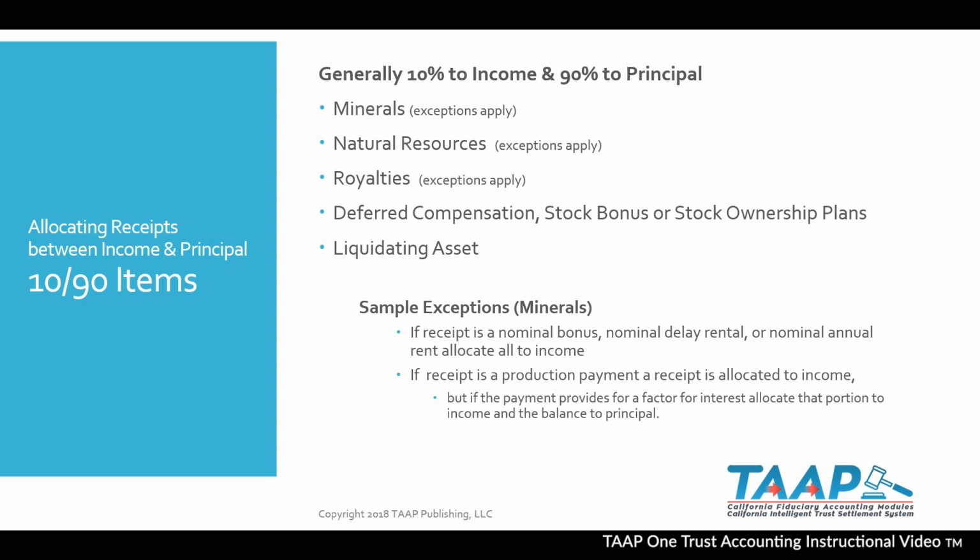If you receive a nominal bonus, nominal delay rental, or nominal annual rent, allocate that portion to income. If the receipt is a production payment, the receipt is allocated to income. And then you have another exception down here on the bottom. So I know that explains everything to you, but the idea is you have to look at the statements that are given to you to determine the nature of those types of items.